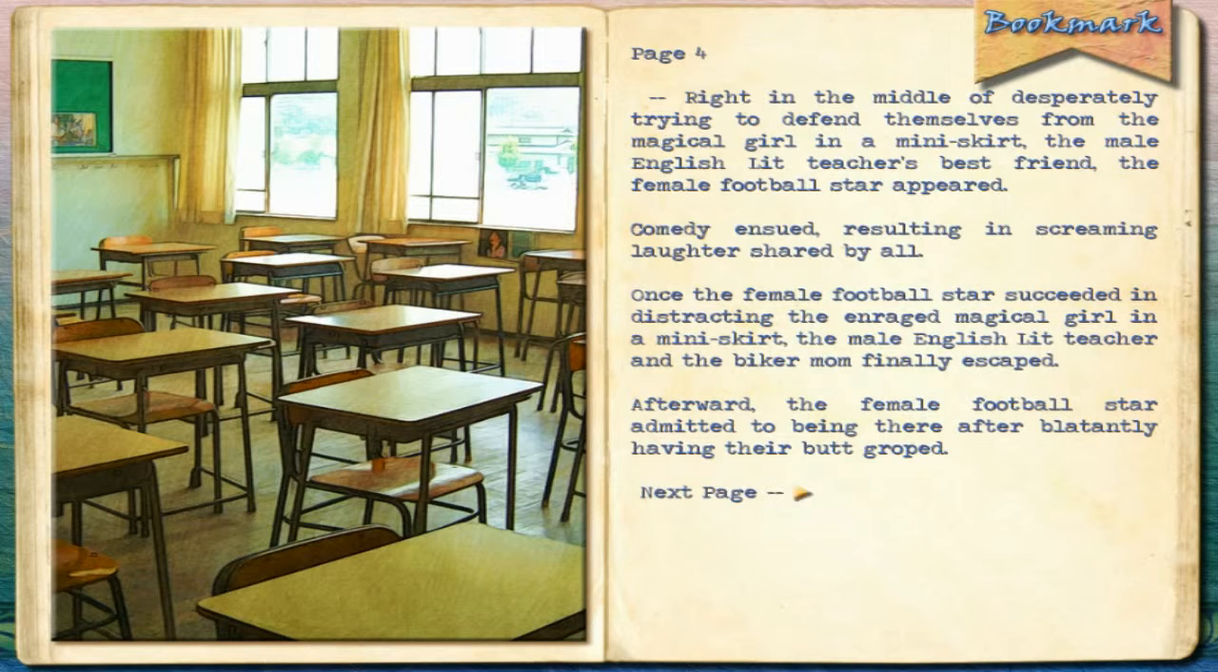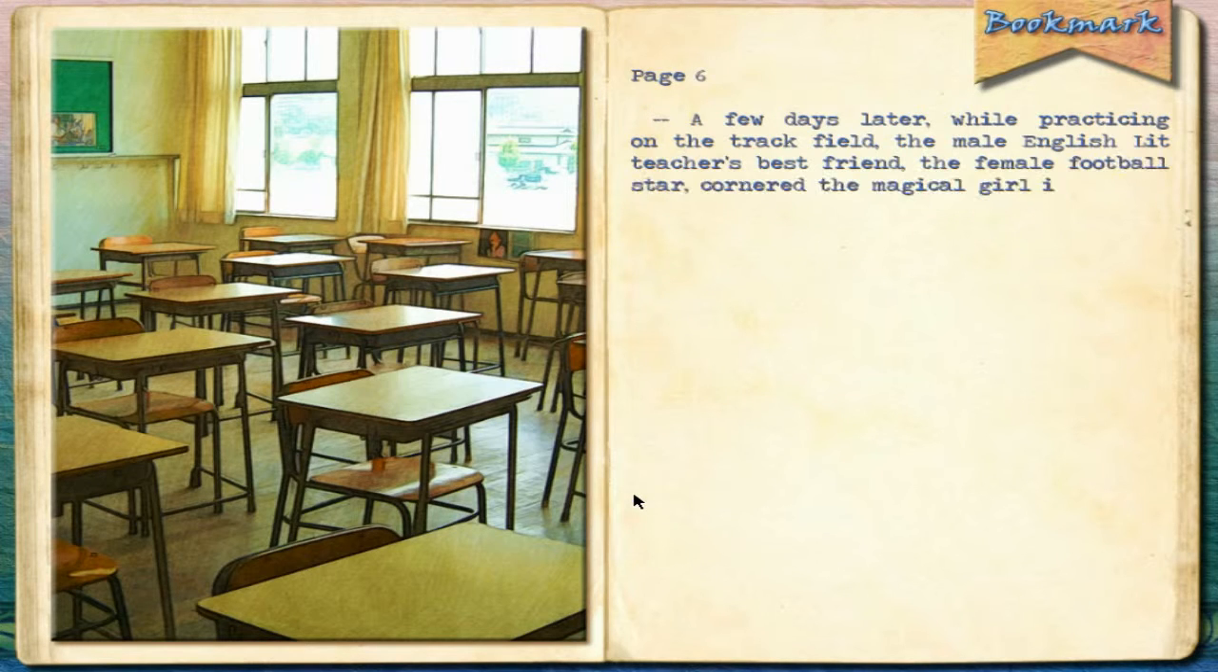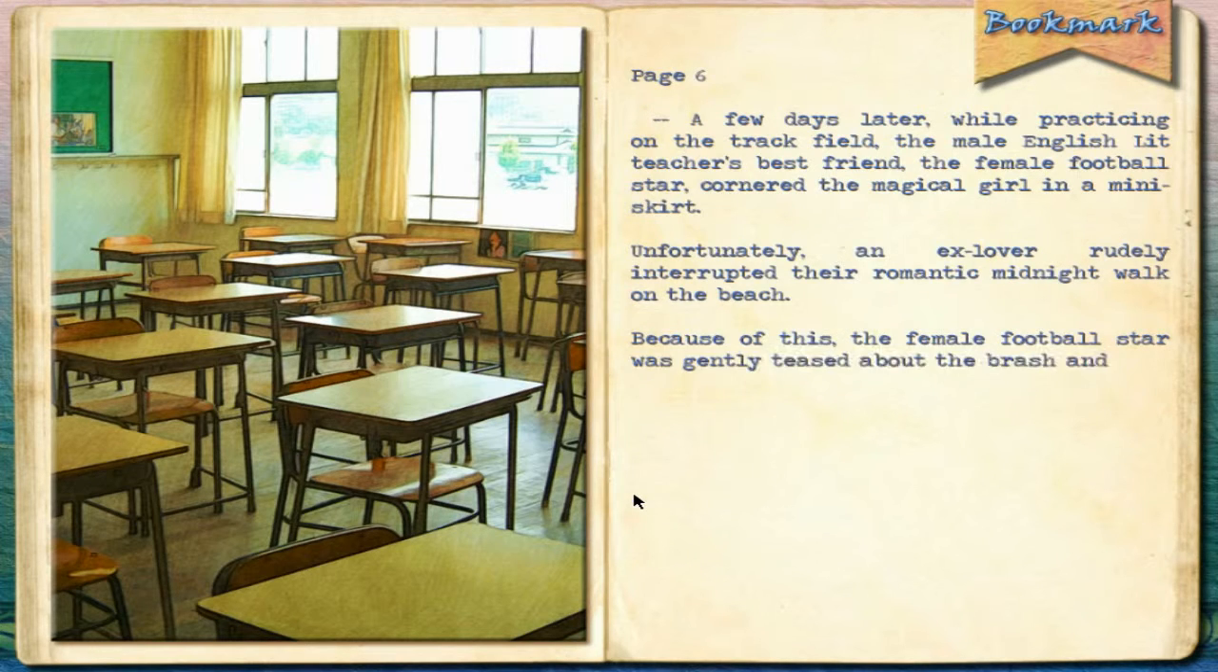I am loving this. Much later, while in a busy little coffee shop, or a cafe as they say, the male English literature teacher embraced the Biker Mom and offered another cross-dressing date. The Biker Mom gladly accepted. A few days later, while practicing on the track field, the male English literature... What? Track field? I'm an English literature teacher. Teacher's best friend. Oh, best friend. The female football star cornered the magical girl in the miniskirt. Unfortunately, an ex-lover rudely interrupted their romantic midnight walk on the beach.